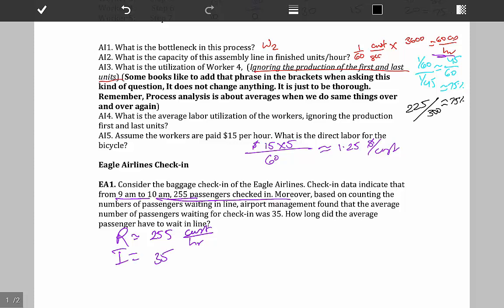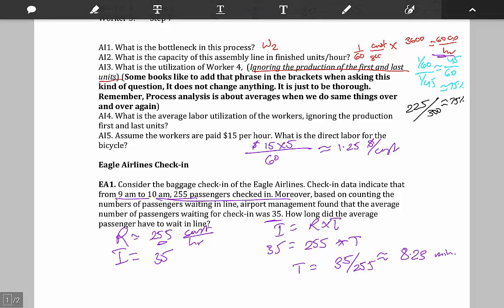I want to find out how long it takes to go through the line. Okay, so we can use I equals RT. I is what we are interested in. We already know I is 35. T is what we're interested in. R is 255. We're going to find T. T comes out to be 35 divided by 255. Given that this rate is in terms of hours, you can get whatever the value and multiply it by 60 to convert into minutes. I got 8.23 minutes.